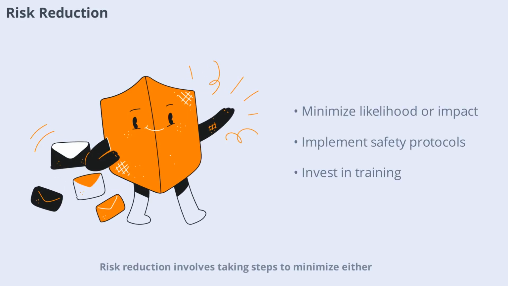Risk reduction involves taking steps to minimize either the likelihood or the impact of a risk. This could mean implementing safety protocols, investing in employee training, or upgrading equipment. The goal is to make risks more manageable rather than eliminating them completely. By reducing risks, you can continue business operations with greater confidence and less disruption.